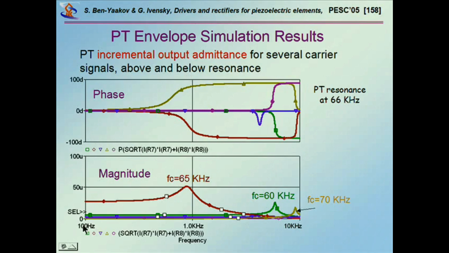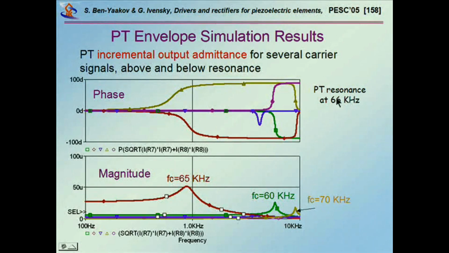This is frequency here from 100 hertz to 10 kilohertz. Again, this is not high frequencies because all the phenomena we see in the envelope are low frequencies. Let's concentrate on this one, the brown one. This is a carrier frequency of 65 kilohertz. You see here the incremental impedance has a peak around 1 kilohertz.